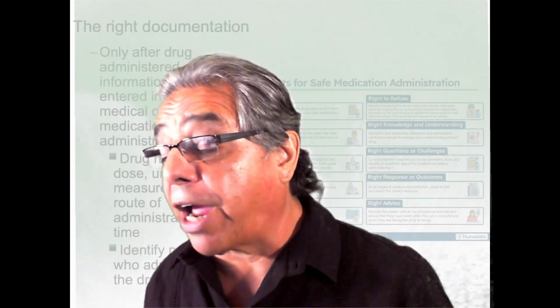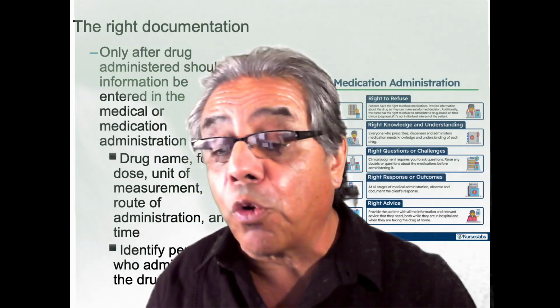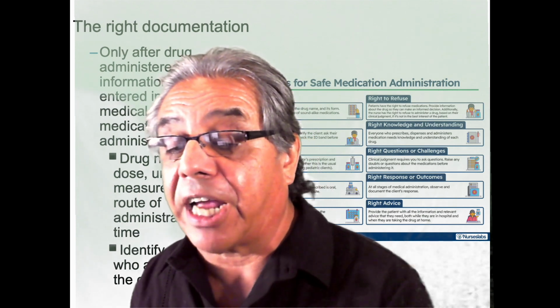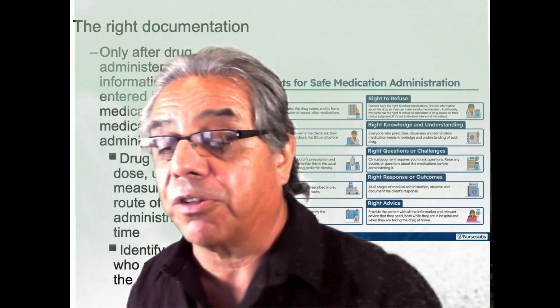Lastly, there is the right documentation. This is done only after the drug is administered. The information should be entered on the patient's medical or medication administration record, that is the MAR. The drug's name, the form of the drug, the dose, the unit of measurement, the route of administration, and the time should all be entered on the medication administration record, and the name of the person who actually administered that medication should be included as well.